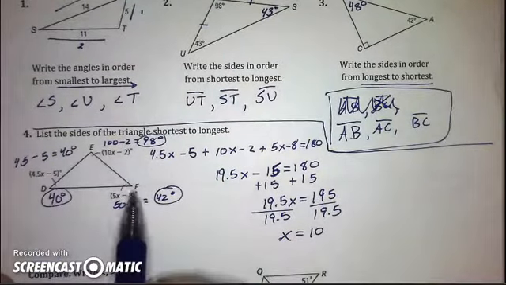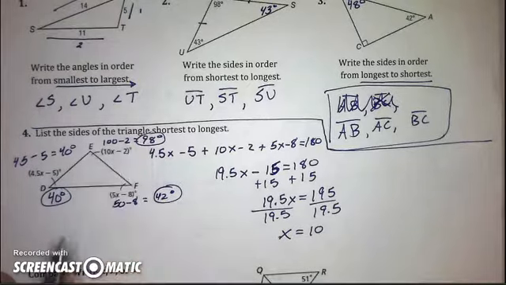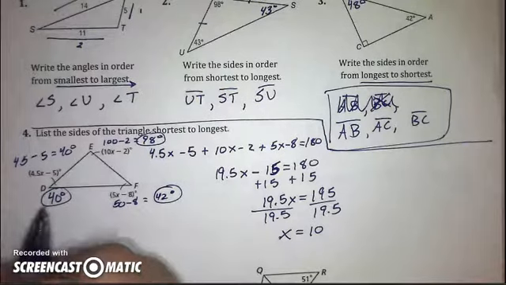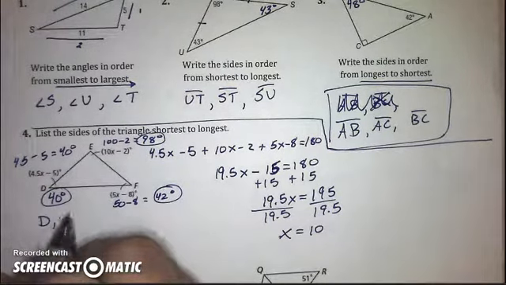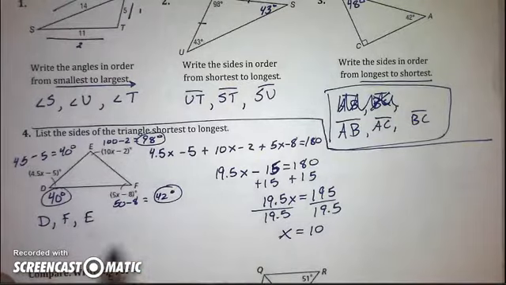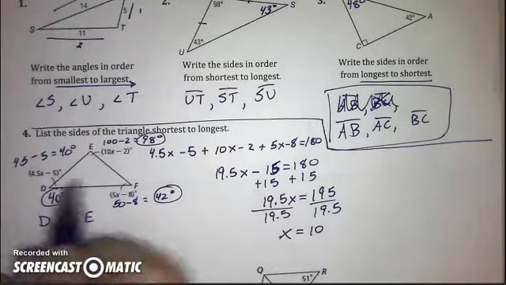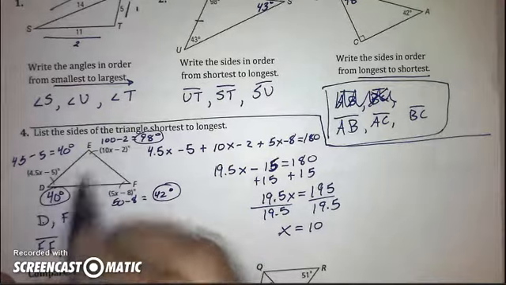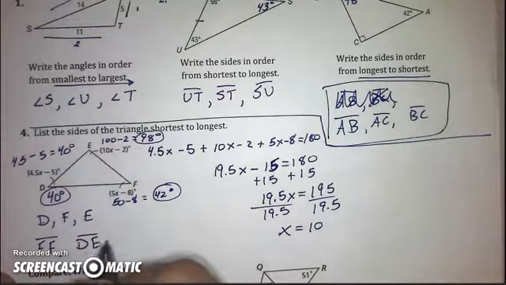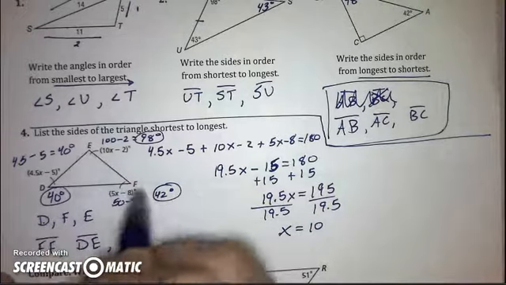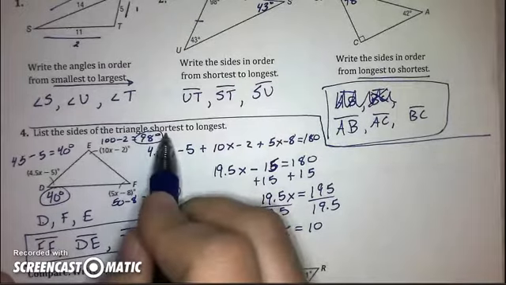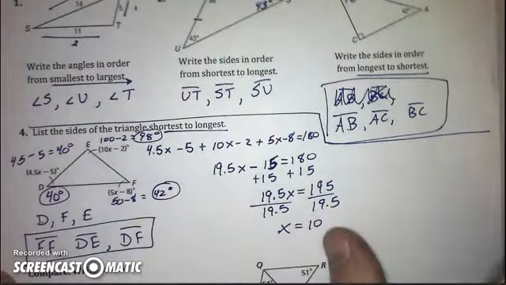D measures 40 degrees, F measures 42, and E measures 48. So the order of the angles from least to greatest is D, F, then E. That means that the side that is across from angle D, EF, is the shortest side, and the side that is across from angle F, DE, is in the middle, and then the longest side across from angle E is DF. And again, double check, but we are going from shortest to longest, so that's that order.